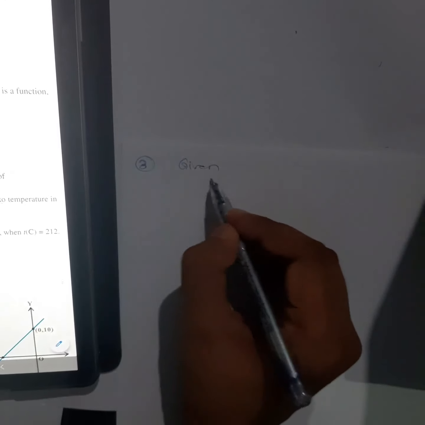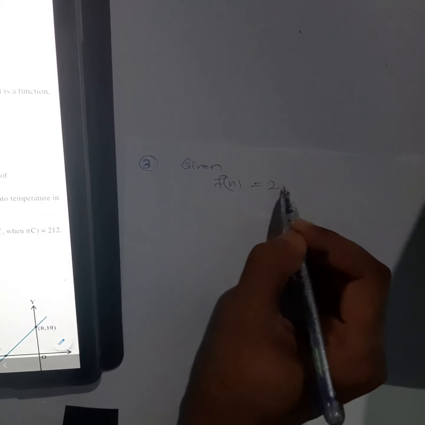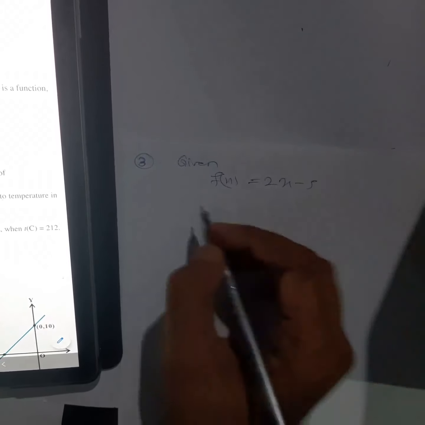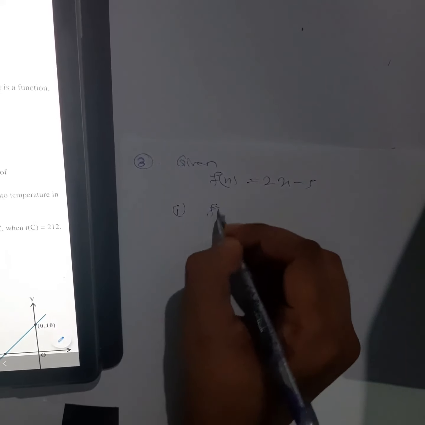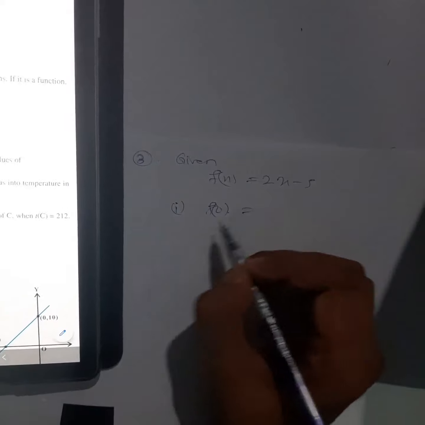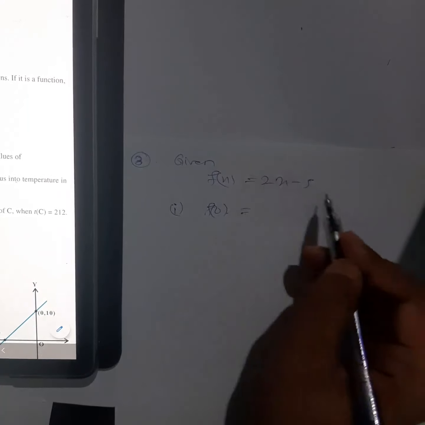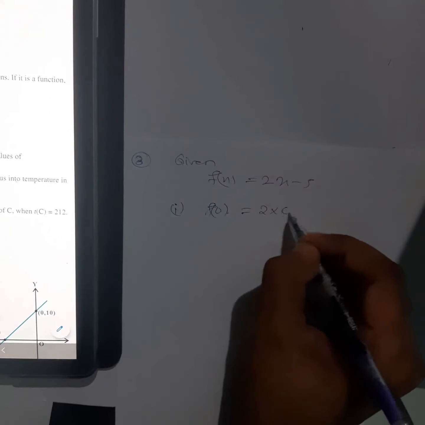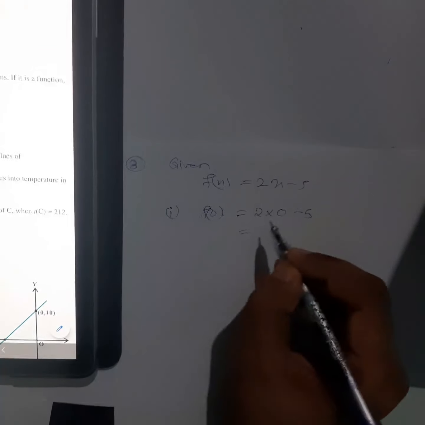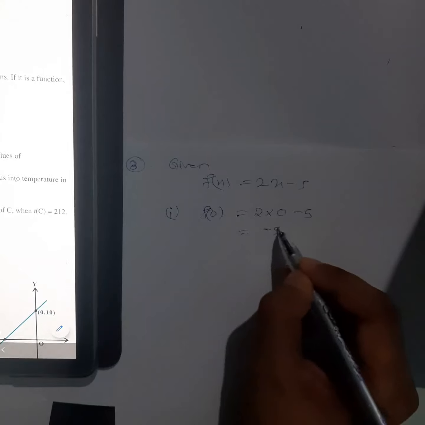So when they ask you to find out, first thing, what is given? f of x is equal to 2x minus 5. So number one, they have asked you to find out f of 0. So f of 0, how to find out? In place of x, it is 0 on your left side, right? So on the right side also, wherever there is x, you put 0 there. Simple. So it will be minus 5.